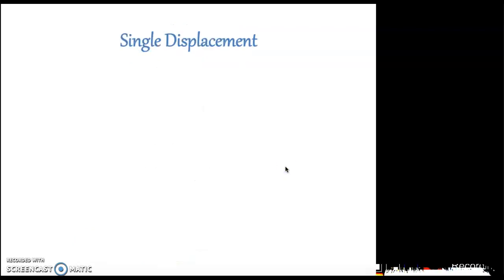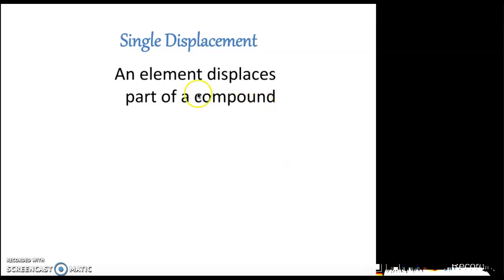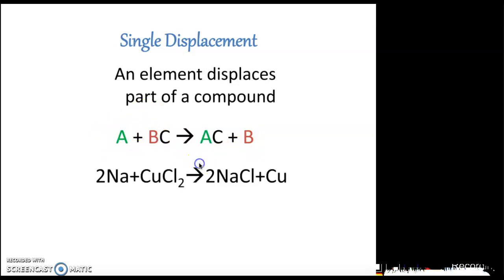The next one is called single displacement, but it's also referred to as single replacement. Okay? In a single replacement or displacement reaction, one element displaces or replaces part of a compound. So in this case, we have an element A, and we have compound BC as our reactants. When they react, they produce AC, and now B is on its own. So in this case, A has replaced B in the compound.